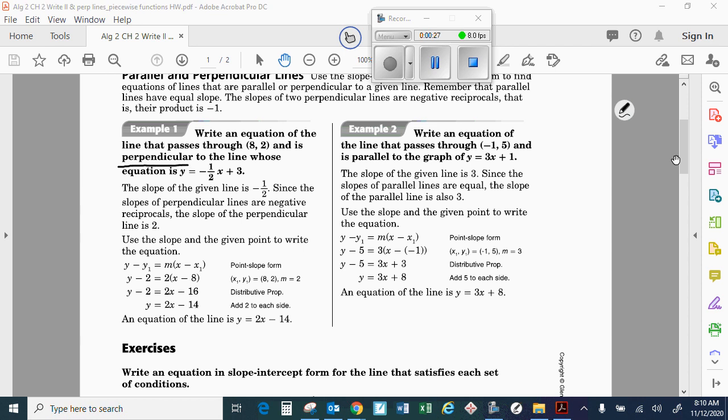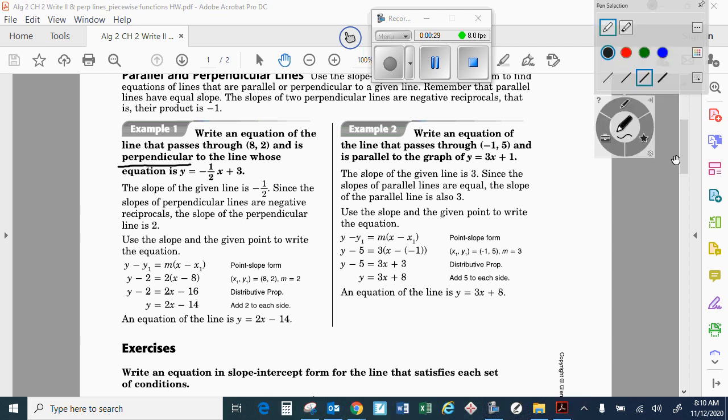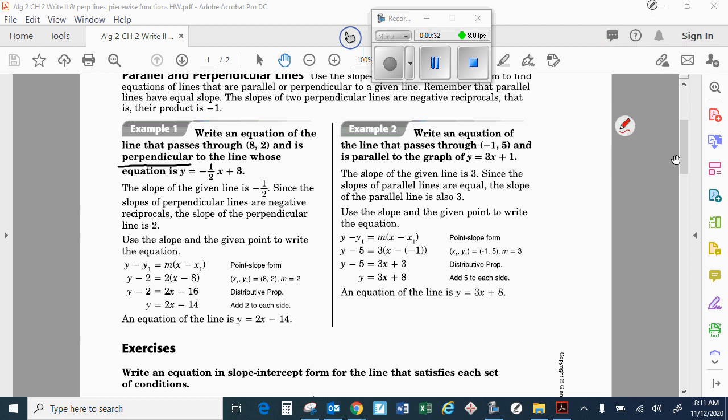So the key is perpendicular. You need to automatically think 2 words when you think perpendicular: negative reciprocal. And there you see it right there. The slope of this, y equals mx plus b, the slope is negative 1 half. So what is the negative reciprocal? Sometimes people like to say opposite reciprocal of negative 1 half. It'd be 2, as you see right here. Take the opposite sign, so that's positive, and do the reciprocal. 1 over 2 becomes 2 over 1.